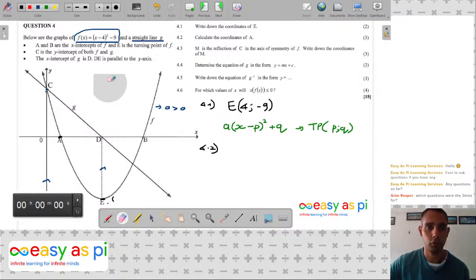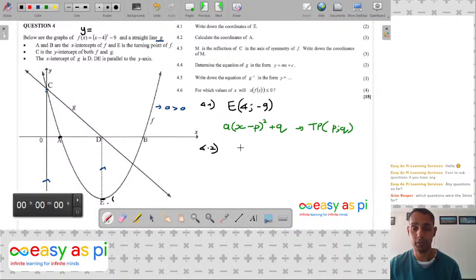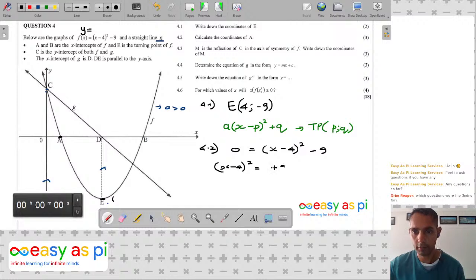Now another way to look at this is, well, this is the same as saying y is equal to x minus 4 squared minus 9, right? So I'm going to make that y equal to 0. So 0 is equal to x minus 4 squared minus 9. And I can solve for x in this case, so I'll take the 9 across. I can say x minus 4 all squared is equal to plus 9, because remember, I'm taking it across. I then find the root of this side. And of course, if I square root a number, I'm going to have the positive and negative root. That's important because I will have two roots because there are two intercepts.